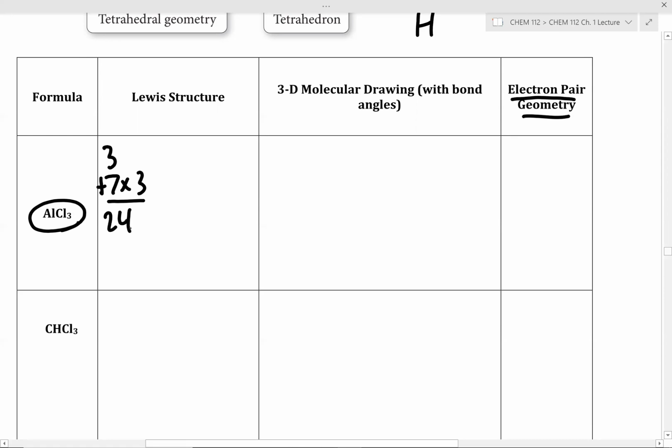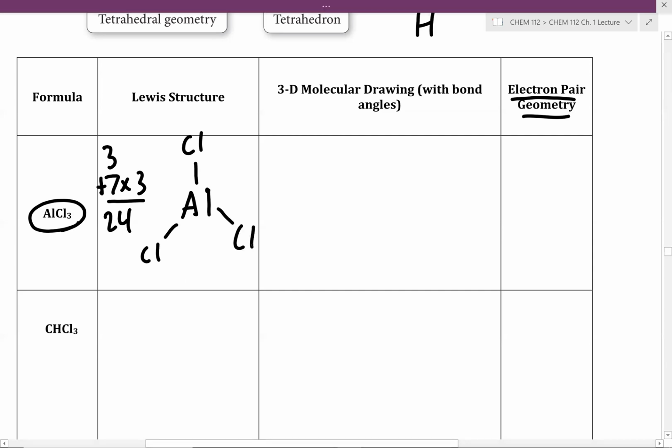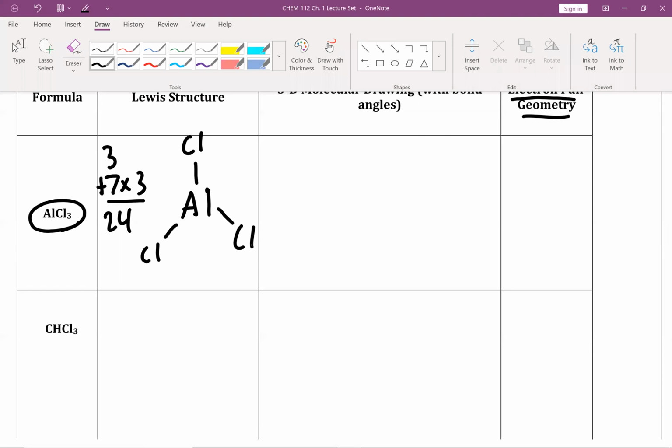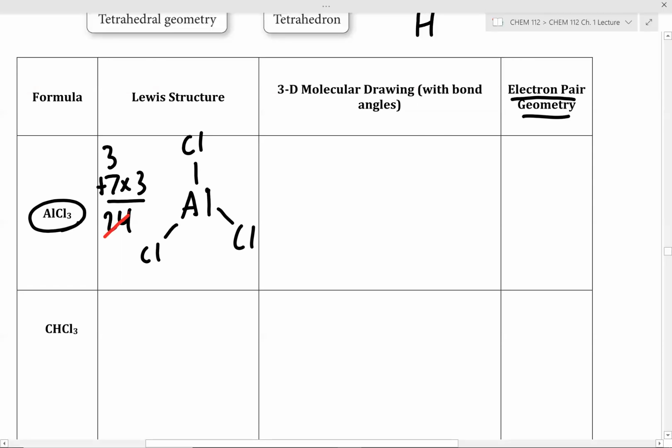What is our central atom going to be? What's the least electronegative non-hydrogen atom? Aluminum, exactly right. Okay, and we're going to surround it with our 3 chlorine atoms. Let's now switch to a different pen color, and let's account for the fact that we formed 3 bonds. So how many electrons did we use? 6. So we have 18 remaining.